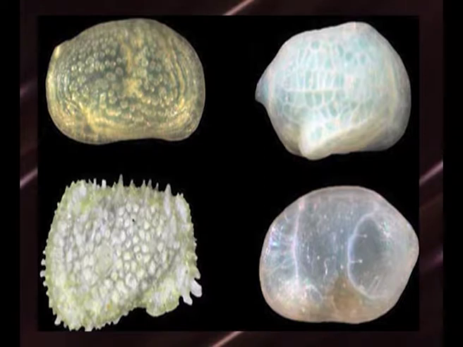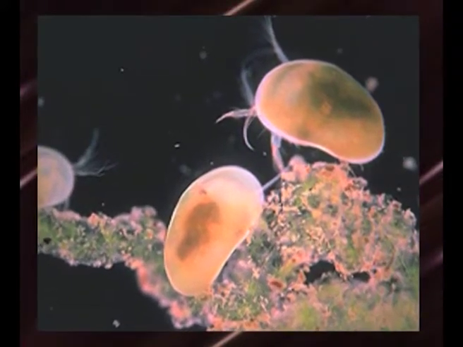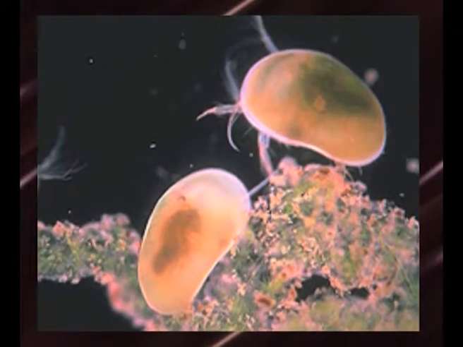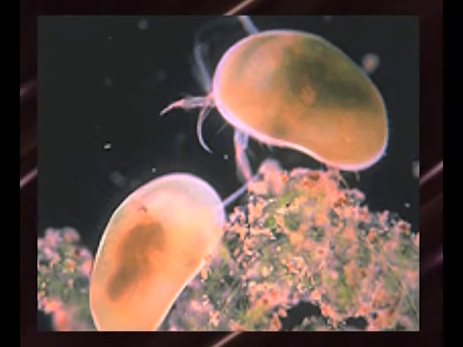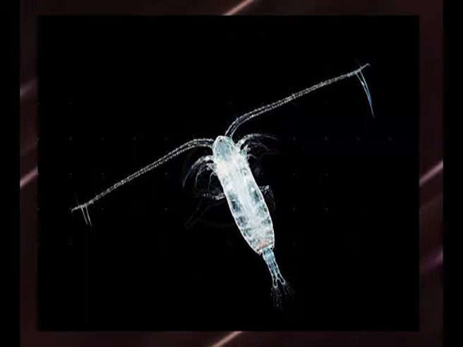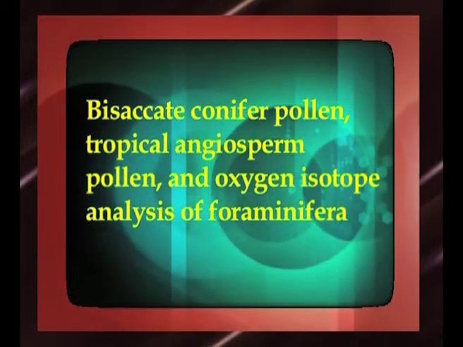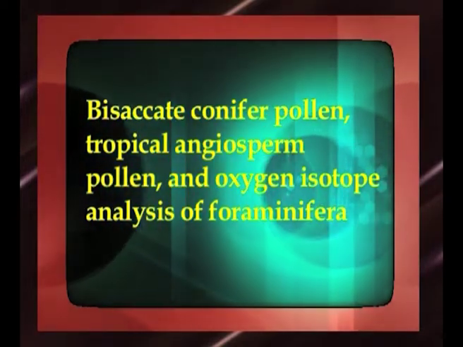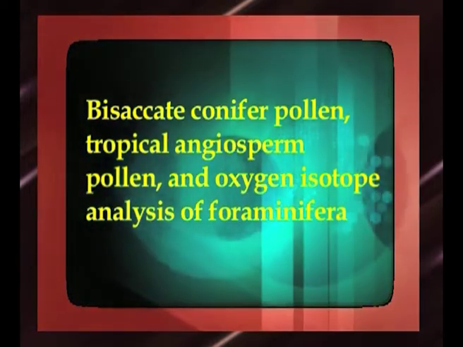and sea level fluctuations. For paleoclimatic and/or paleoenvironmental interpretation, species distribution and abundance of climatically or oceanographically sensitive fossils, that is calcareous nannofossils, planktonic and benthic foraminifera, spores and pollen, for example bisaccate conifer pollen, tropical angiosperm pollen, and oxygen isotope analysis of foraminifera.